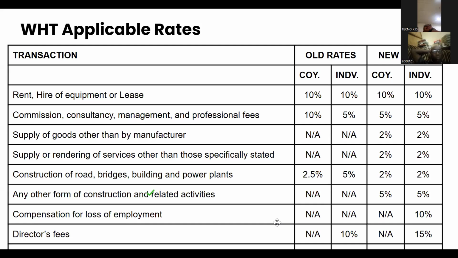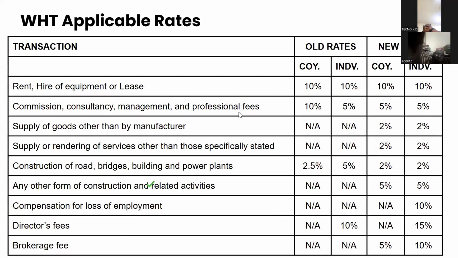Then director's fees. Director fees was 10% before, now it is 15%. And the last one is brokerage fee. It was not applicable. There was no express rate for brokerage fee. But now company 5%, individual 10%. So these are the basic changes.